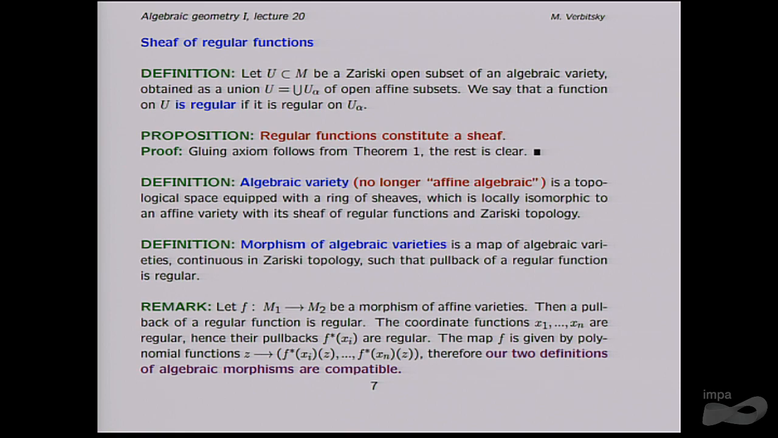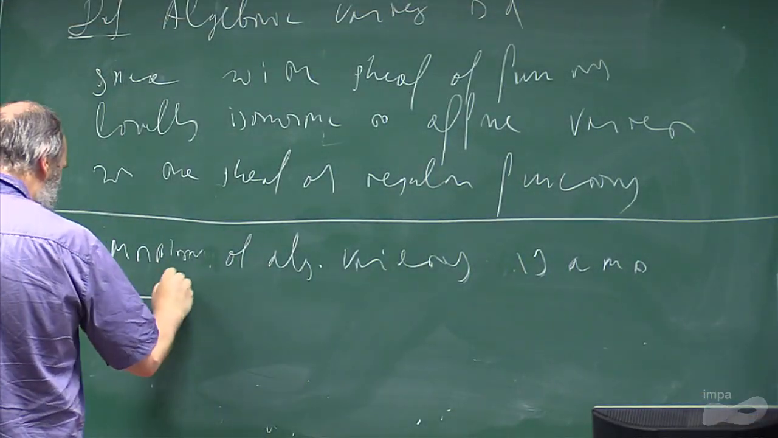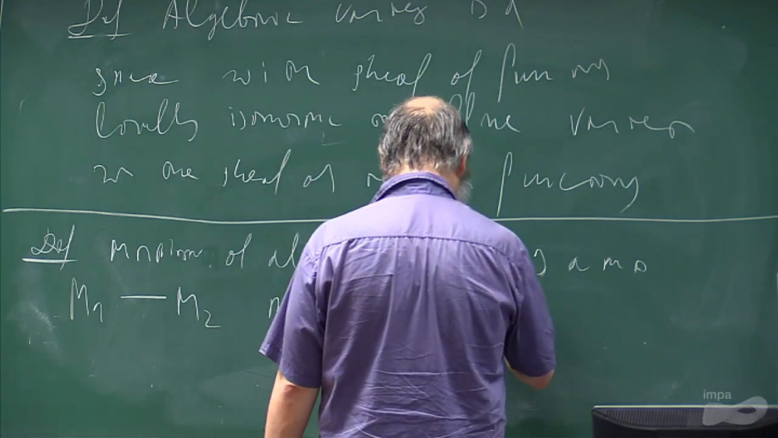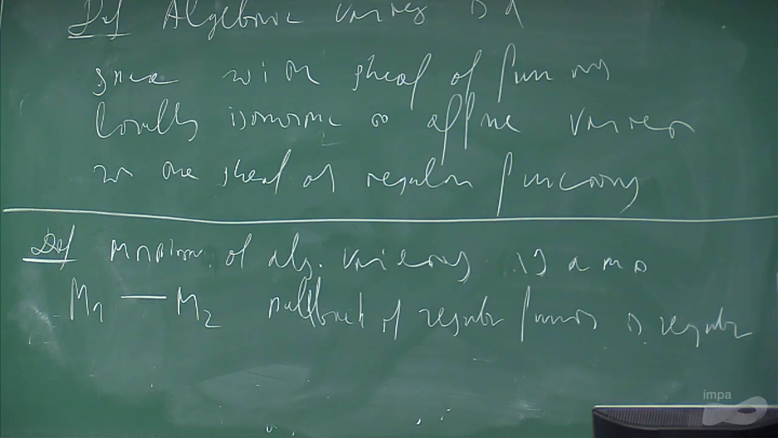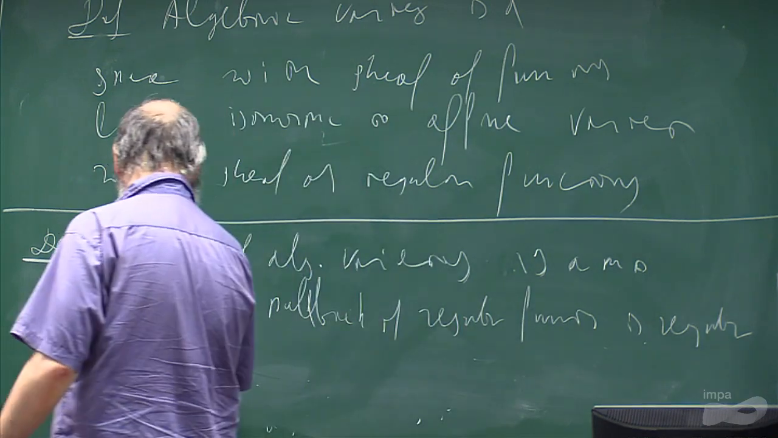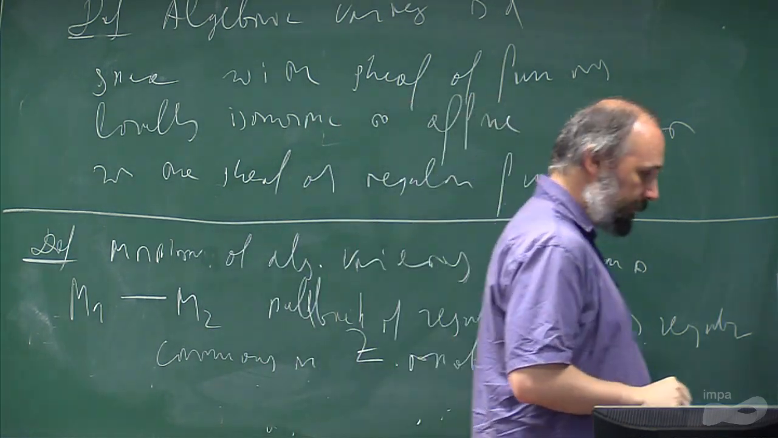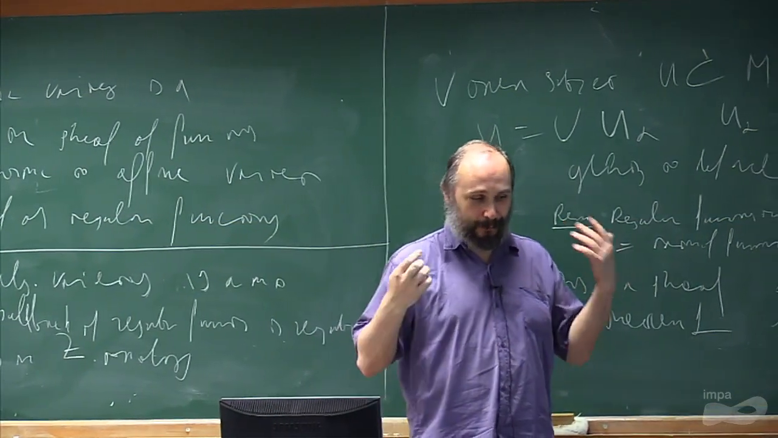Let me define now the morphisms. A morphism of algebraic varieties is a map M1 to M2 such that the pullback of regular functions is regular, and of course continuous in the Zariski topology. Otherwise, if you want to speak of pullbacks, you really need the pullback of an affine to be affine, or at least a union of affine. Otherwise it won't make sense.